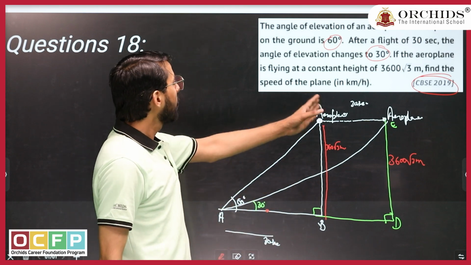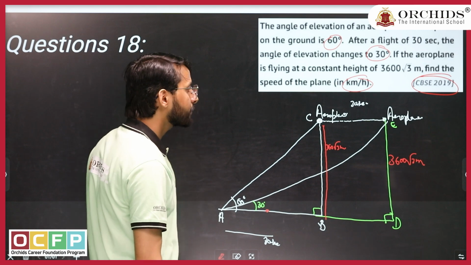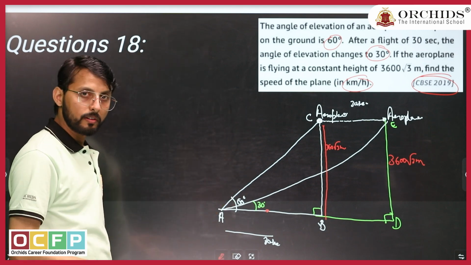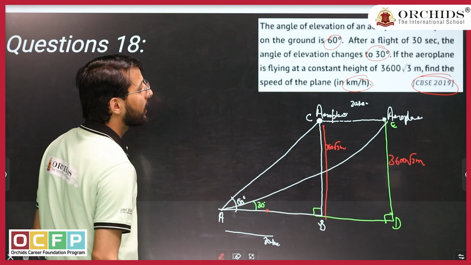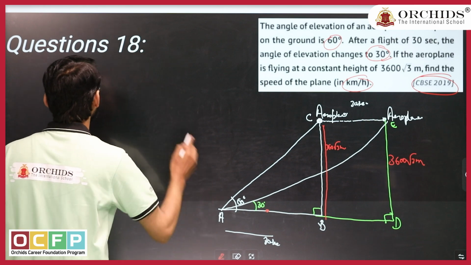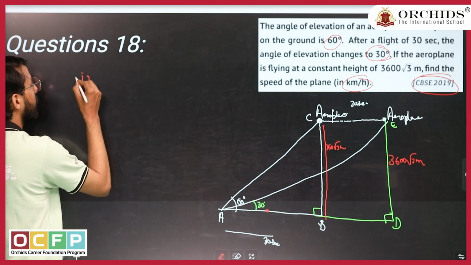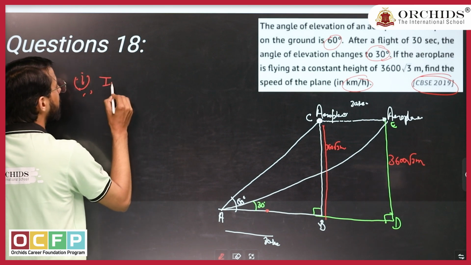What they are asking? Find the speed of the plane in kilometer per hour. That part we will solve at the end, but before that we should first find the distance the plane travels in 30 seconds. So first case. Now first look at this part. Which triangle am I talking about?